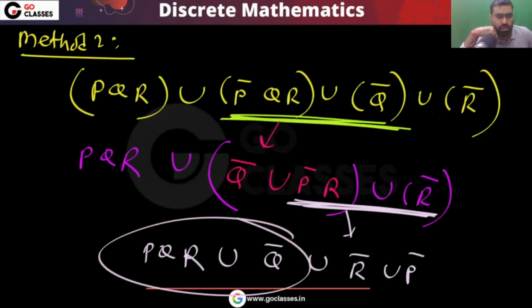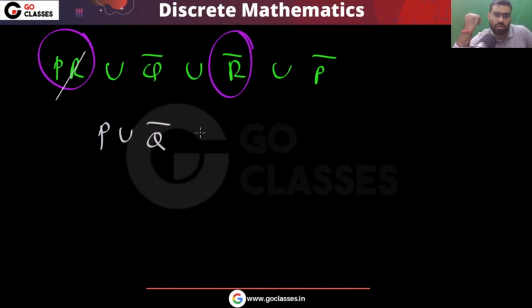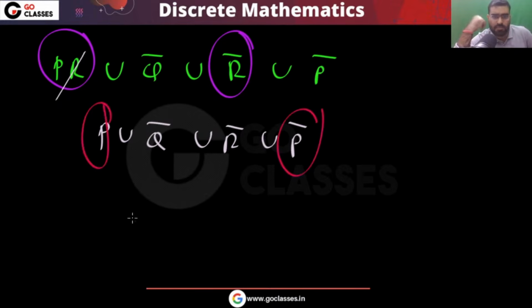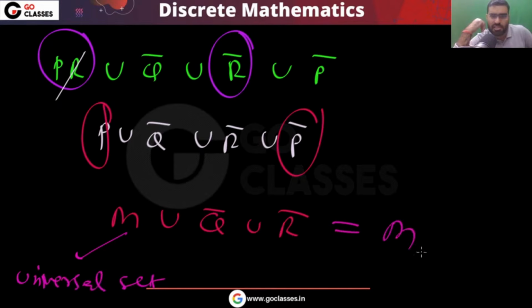So here also you can simply remove this Q. So you will get PR union Q bar union R bar union P bar. Now you can take this and this and simply remove this R. So finally you will get P union Q bar or R bar union P bar. Now look at this, P union P bar will be the universal set, union whatever. It does not matter what you have. So your final answer will be the universal set. So this is how you can solve this question with the simplification method.